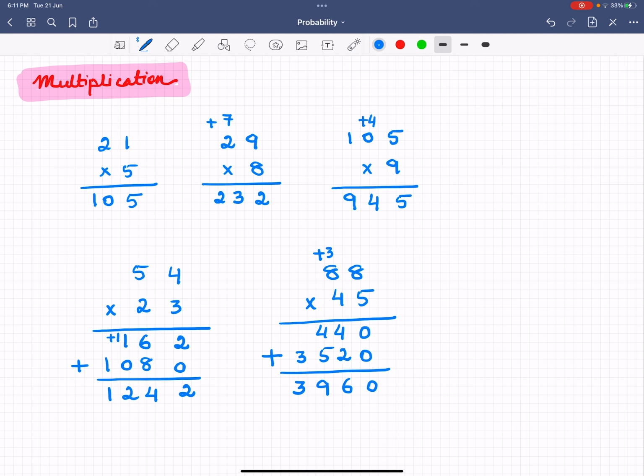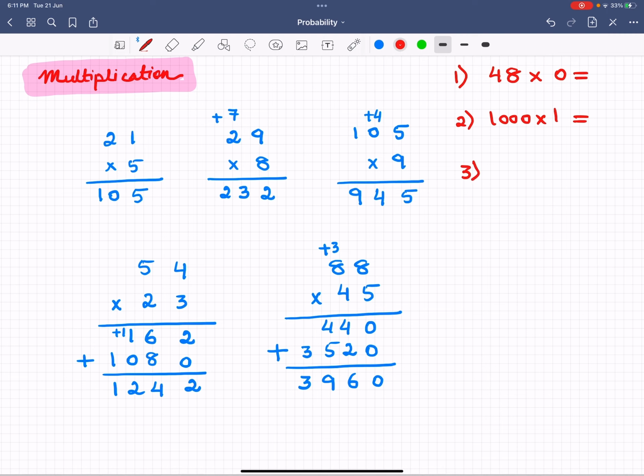Maybe you can practice a few questions and we can check the answers to these in the next class. So let me give a few questions here. You need to write what is 48 into 0. Second, what is a number 1000 multiplied by 1? Third question, what is a number, say for example, 99 multiplied by a multiple of 10? Fourth question, another number, for example, 85 multiplied by another multiple of 10.